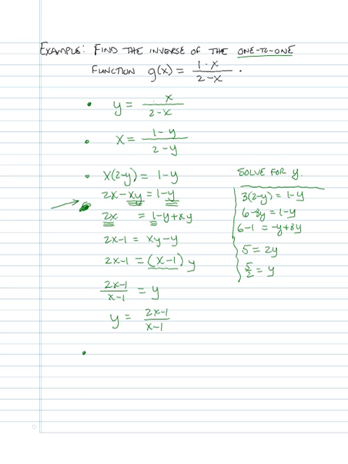Now, since the original function was g, the inverse of g we write as g inverse, with that little negative 1, which looks like an exponent. So g inverse of x is the fraction 2x minus 1 divided by x minus 1. I'm not going to go to the trouble of graphing these. It would be pretty significant to graph them, but the graphs would be symmetric about the line y equal x.